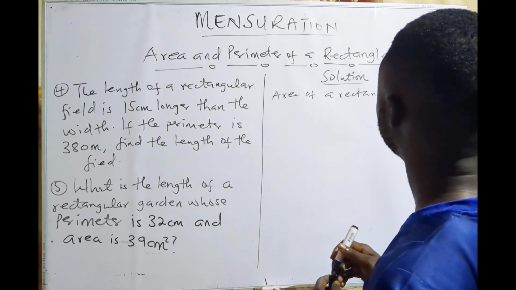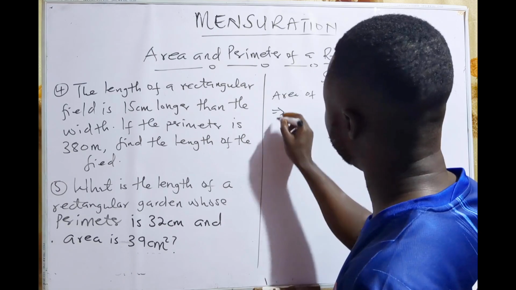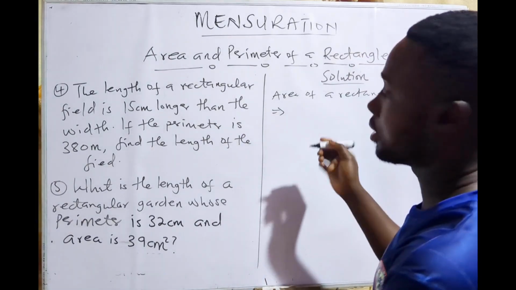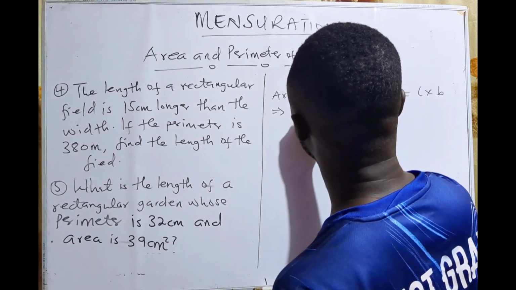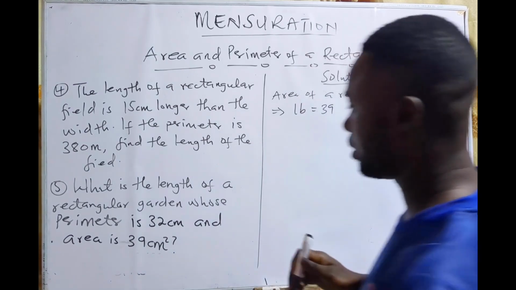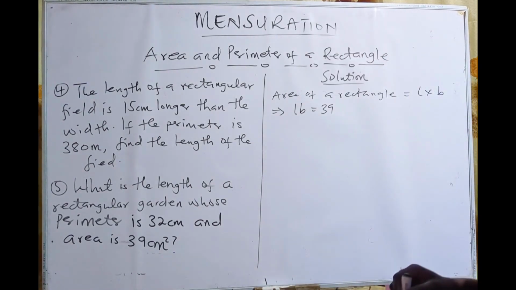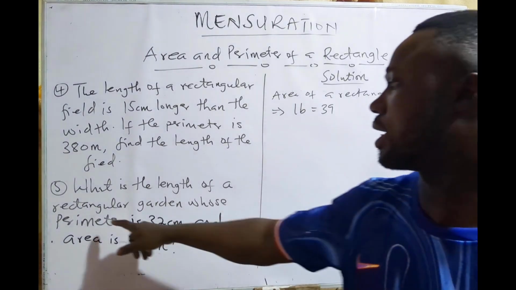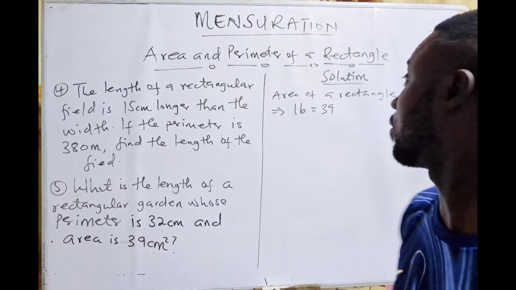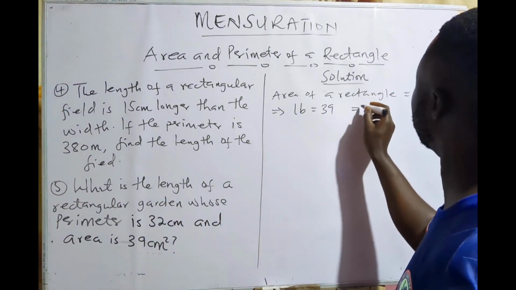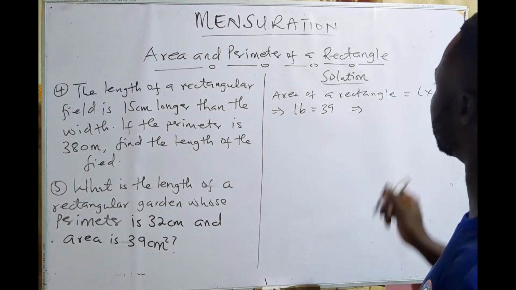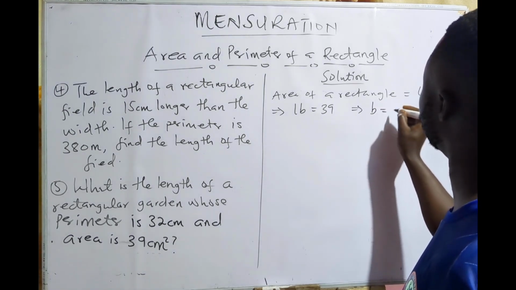Okay, so what is our area here? 39 centimeters squared. So we can see that length and breadth, LB, is equal to what? 39 centimeters squared. Okay, so what are we finding? We are finding the length of the rectangular garden. So since we are finding the length, let's make the breadth the subject.